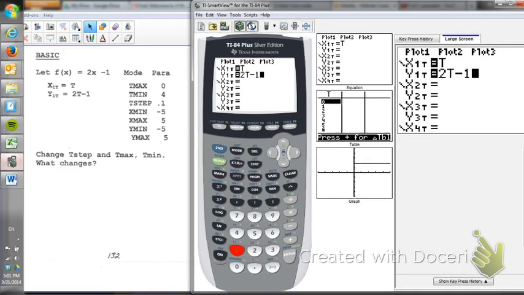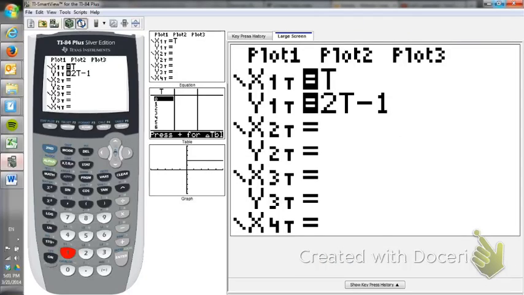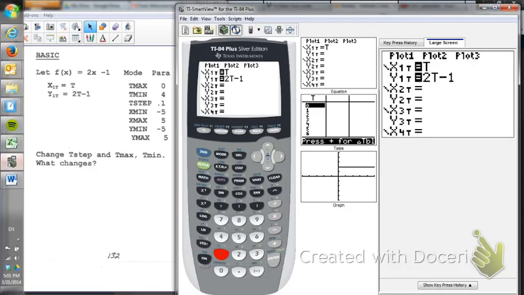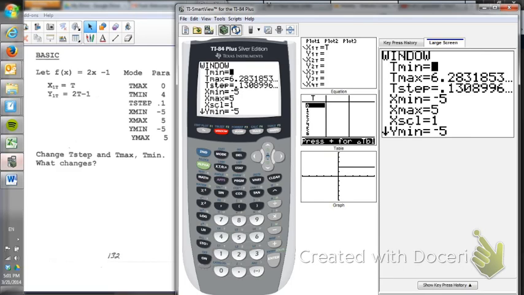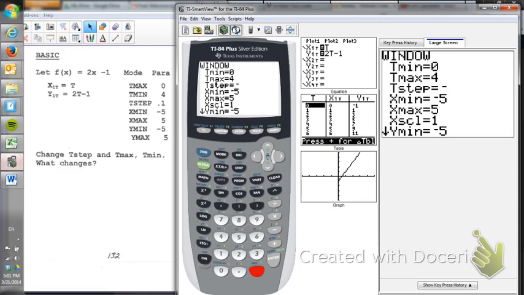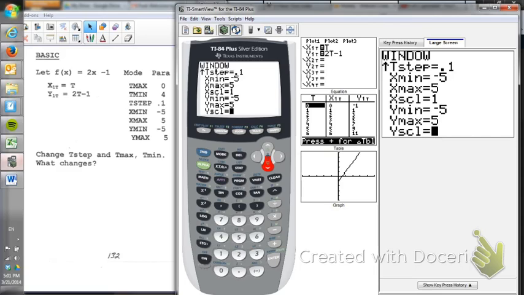Now, one other thing it tells me is to change my window. So I'm going to go to my window, and I'm going to make my t max. Let's see, those two are flipped, actually. I'm sorry, guys. That should be a t min of 0 and a t max of 4, and a t step of 0.1. My x min is -5. My x max is 5. We'll keep the scale the same, and we're going to graph this.